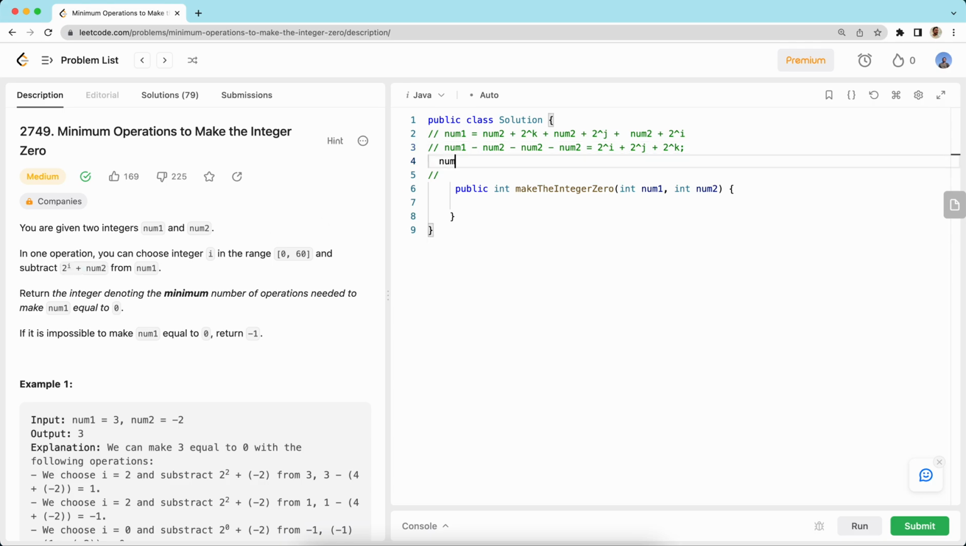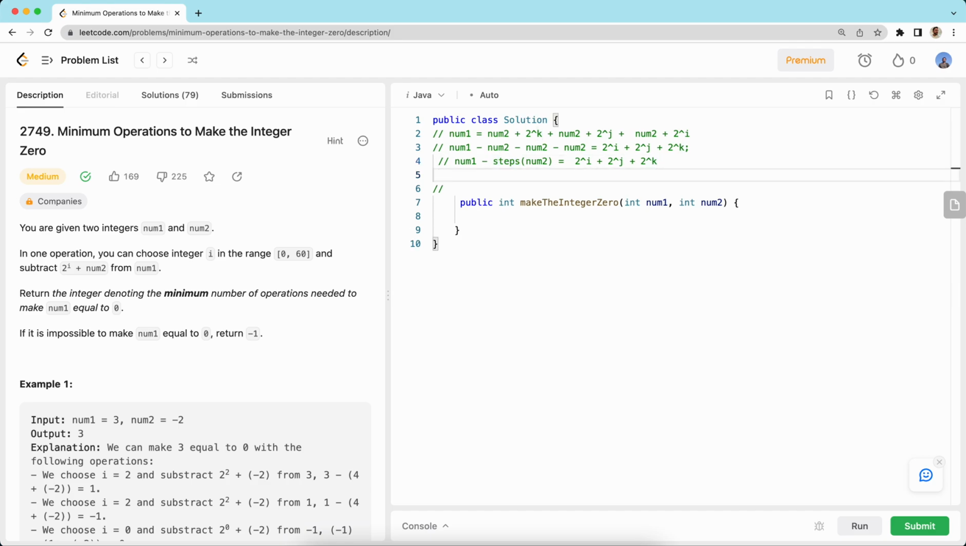So that means our equation would be something like num1 minus our answer, which is our steps, times num2, and then we'll be having those many 2 raised to power i, 2 raised to power j, 2 raised to power k, until this expression matches. So we need to find the minimum value for this step, right? Okay, so that means we'll have some expression here, right? Let's call it the difference.